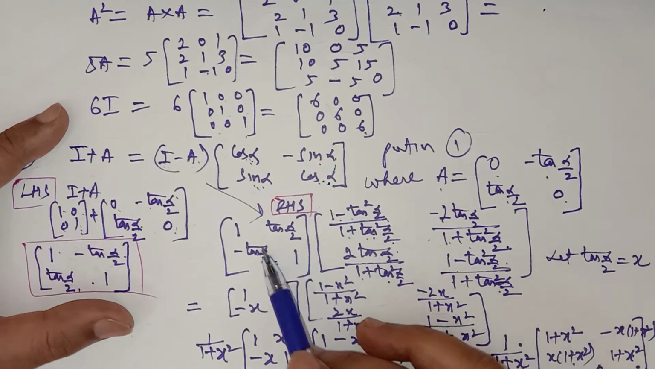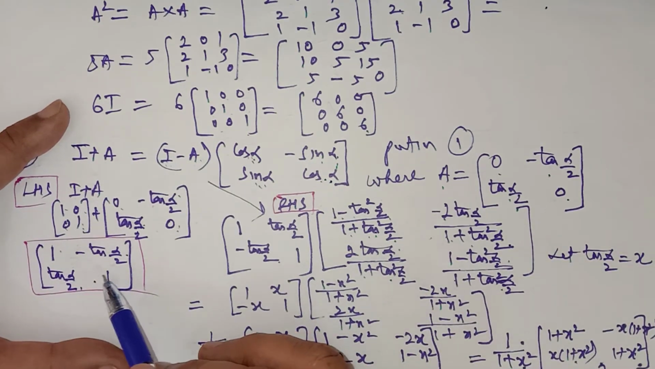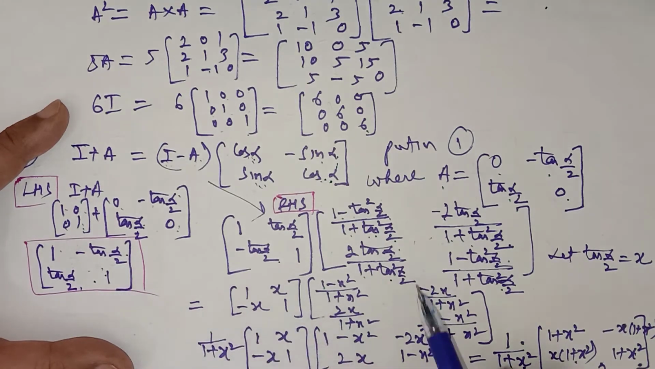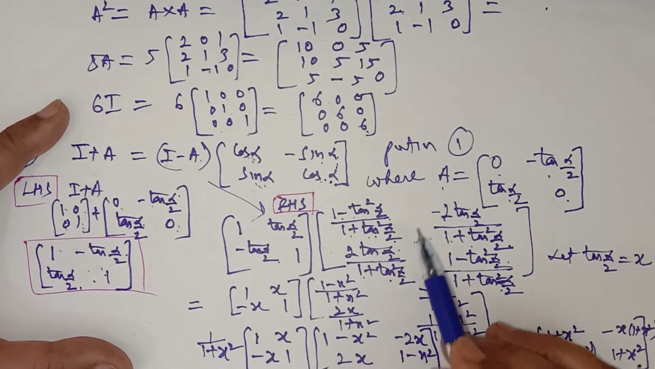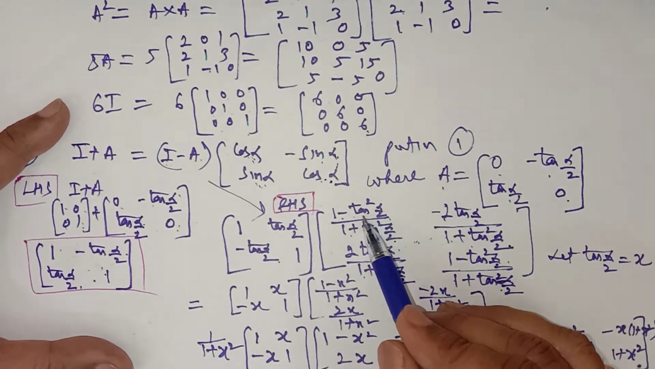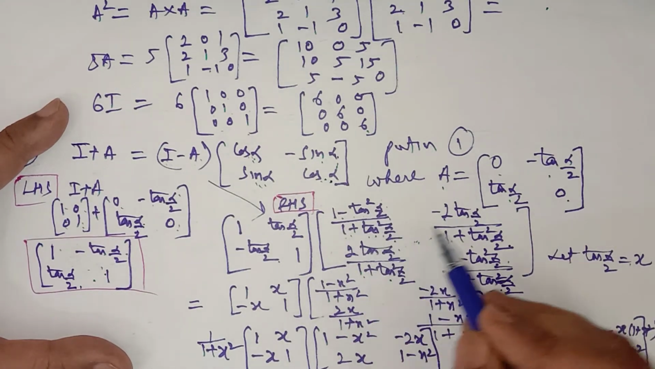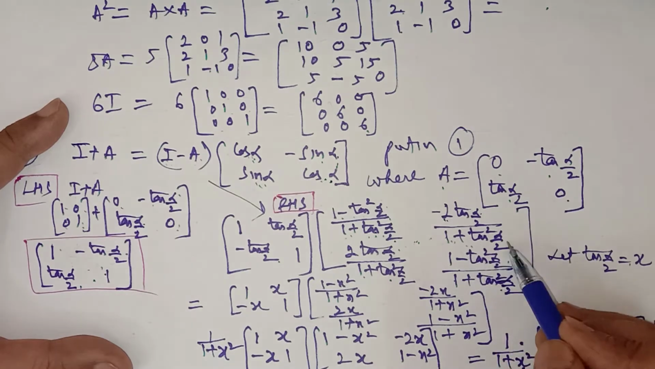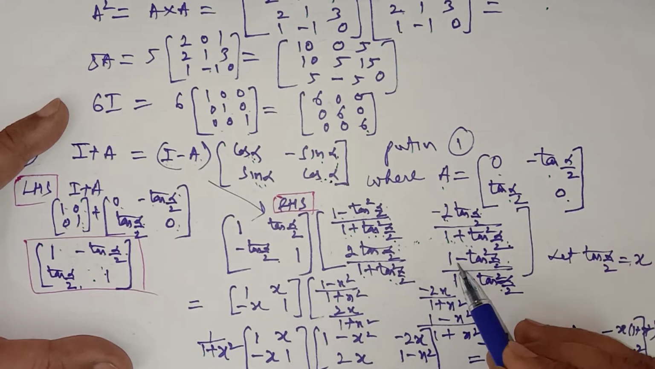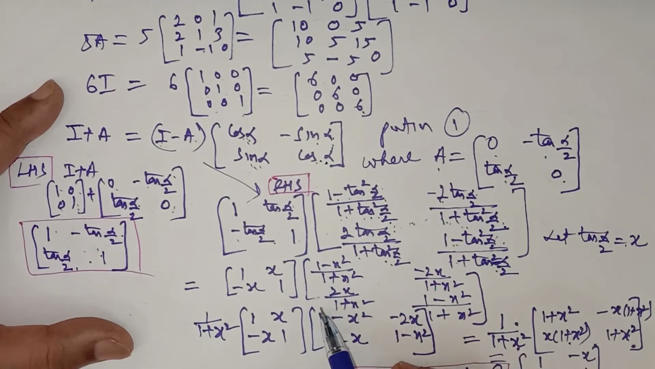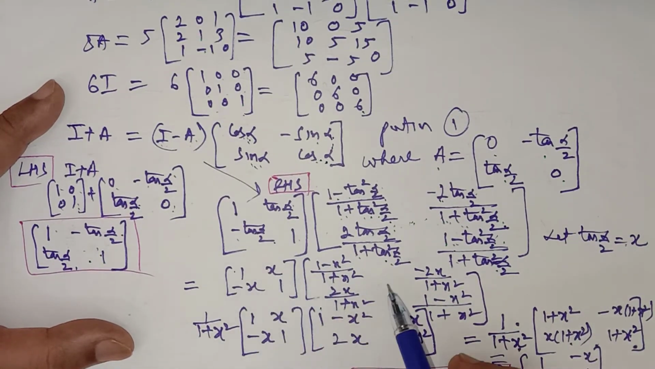You have to multiply these two matrices and equate them equal to this. You have to show that the product of these two is equal to this. Now the product seems to be very difficult, so I am making it easy by letting tan alpha by 2 equal to x. So it comes out to be 1 minus x square upon 1 plus x square, minus 2x upon 1 plus x square, 2x upon 1 plus x square, 1 minus x square upon 1 plus x square, and the other matrix 1, minus x, x, 1. So multiply this matrix by this, or rather I'm making it again simple.